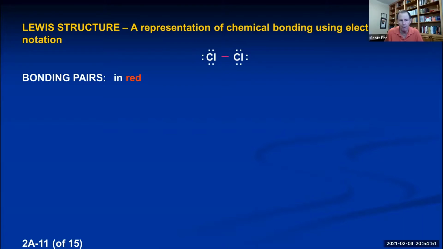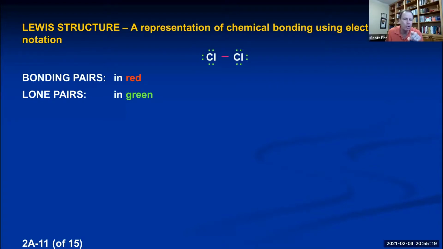That's a bonding pair. Now, the chlorine in its outer shells have a whole bunch of extra electrons around there. I've colored them in green now. Those are not used for bonding. Those are just electrons that happen to be in the outer shell of the chlorine atoms. It's just they're not involved in bonding. We call those lone pairs. So when you're looking at a Lewis structure, the dash represents the bonding electrons and the pairs of dots represent the lone pairs.